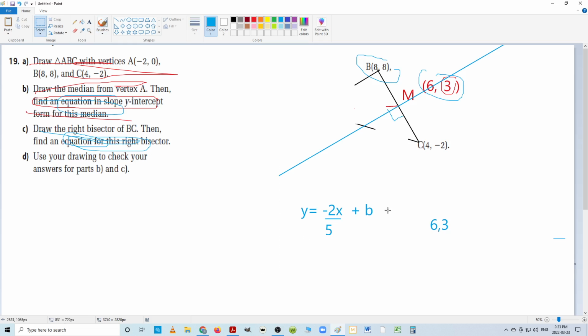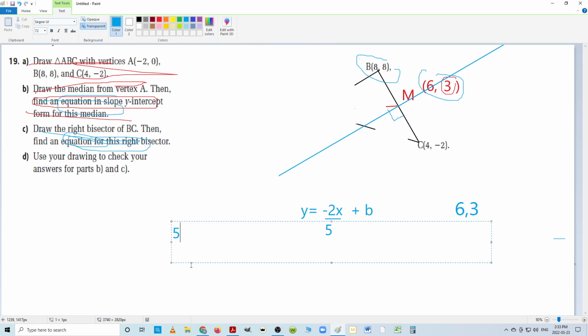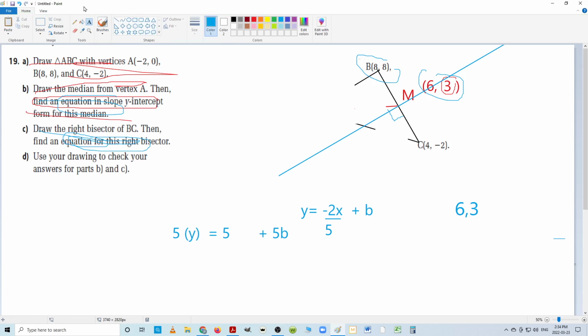But I can say my big thing right here is I have a fraction I don't want. What's the number in the denominator? 5. So I'm going to multiply my left side by 5. And I'm going to multiply both my things on the right side by 5. So when I multiply the b, it just becomes that. So essentially, I'm going to multiply everything in here by 5. So all I did was multiply the y by 5, multiply this by 5, multiply this by 5.